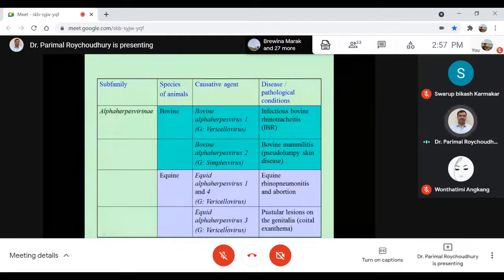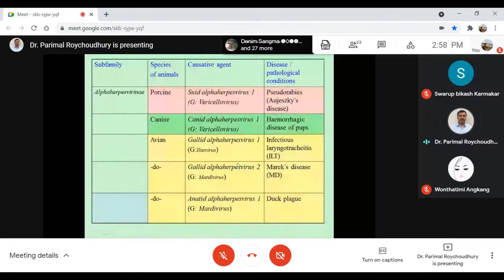Then, coming to the pig, the disease pseudorabies, also called Aujeszky's disease. This is a highly fatal disease in pigs, and also occurs in cattle, sheep, and goats. It is caused by suid alpha herpes virus 1 under the genus Varicellovirus. Similarly, there is a hemorrhagic disease in pups caused by canine alpha herpes virus 1. Of course, we're not going to discuss that one.